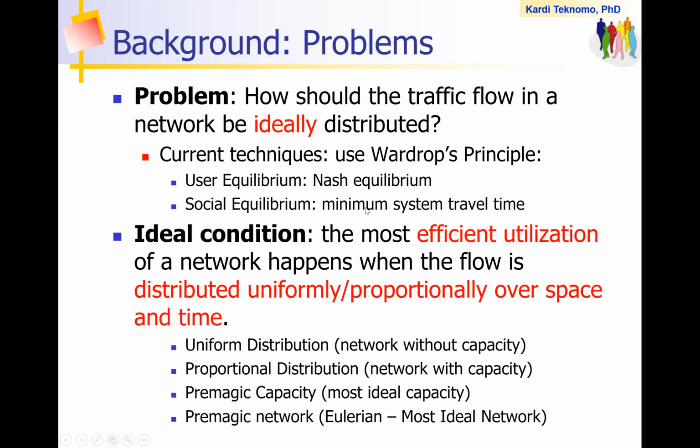But look at this different way of thinking. What is the ideal condition? The ideal condition should be the most efficient utilization. It may happen when the flow is in proportion, or distributed uniformly over space and time. If your network is without capacity, you will use uniform distribution. If your network is with capacity, you will use proportional distribution, taking the proportion of the capacity. The most ideal capacity is actually the pre-magic capacity. We know that, you can test it on your own. And the most ideal network itself is actually Eulerian, as I said earlier, with this pre-magic number.